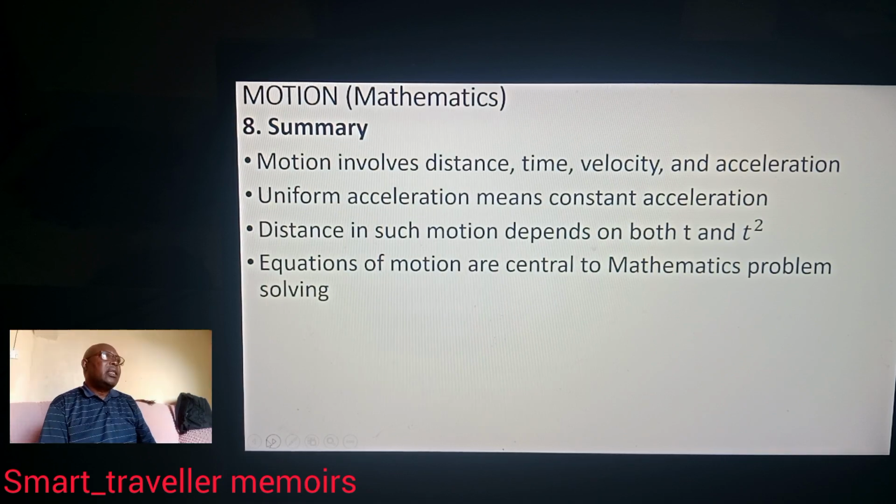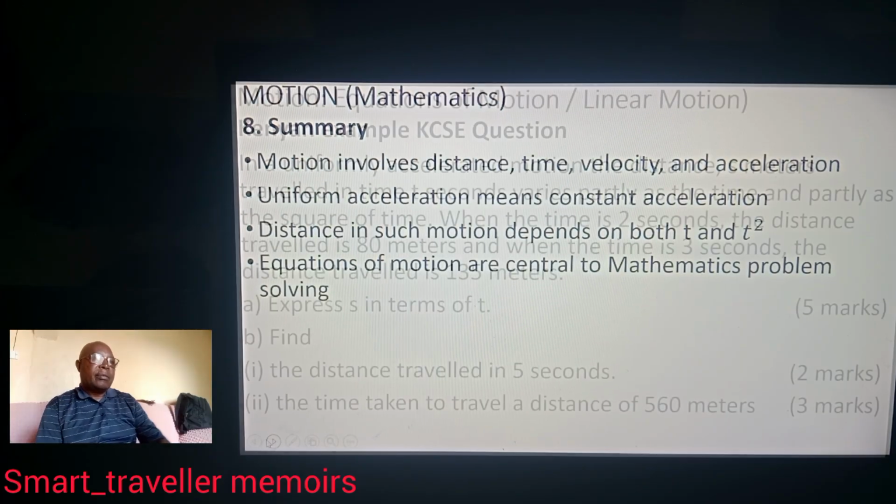In summary, motion involves distance, time, velocity, and acceleration. Uniform acceleration means constant acceleration. Distance in such motion depends on both the t and the t², where t represents time. Equations of motion are central to mathematics problem solving.